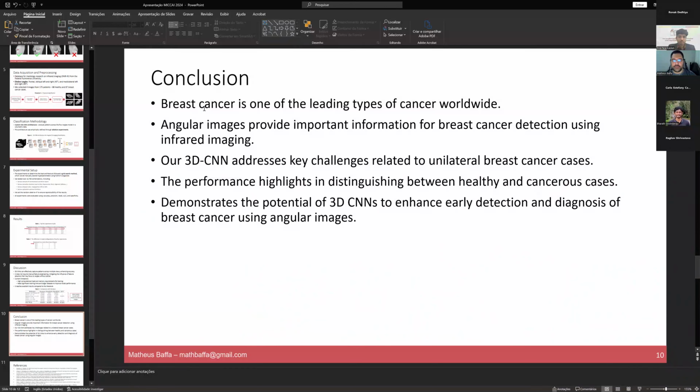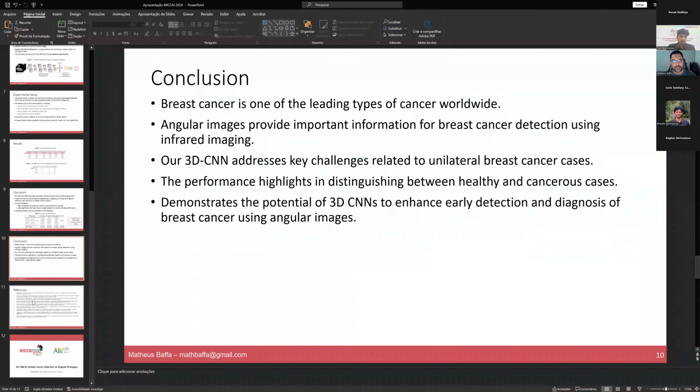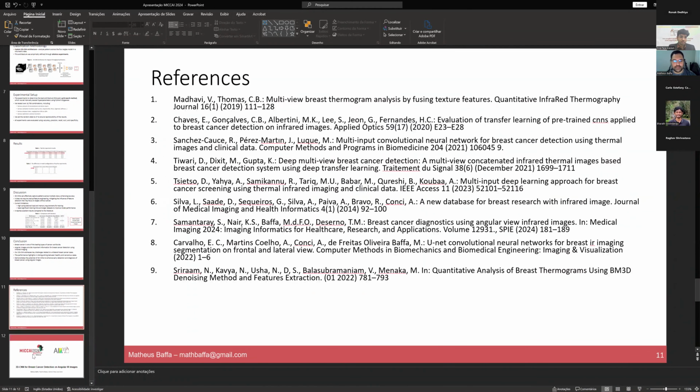And to conclude, breast cancer is a leading type of cancer worldwide. Angular images are very important to assist in this detection. 3D CNN addresses key challenges related to unilateral breast cancer cases. The performance highlights its ability in distinguishing between healthy and cancer cases. And we also demonstrate the potential of 3D CNNs to enhance early detection and diagnosis of breast cancer using angular images. These are the references.